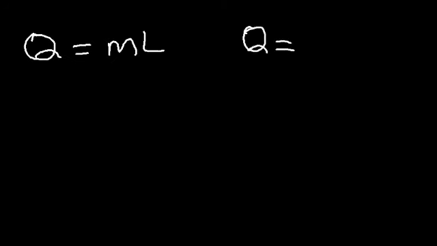In this portion of physics, there's two equations that you need to know. Q is equal to m times L, and Q is equal to mc delta T. Q represents the amount of heat energy that is absorbed or released, and Q is measured in joules. It can also be calories as well.